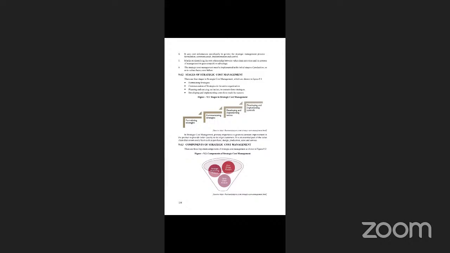There are four stages of strategic cost management: formulating strategies, communicating strategies, developing and implementing tactics, and developing and implementing controls. In formulating strategies, first we need to formulate the strategies to be adopted for our organization, meaning alternative strategies. Not only one type of strategy, we have to frame alternatives, that is two to three strategies. After formulating the strategies, next we communicate the strategies.